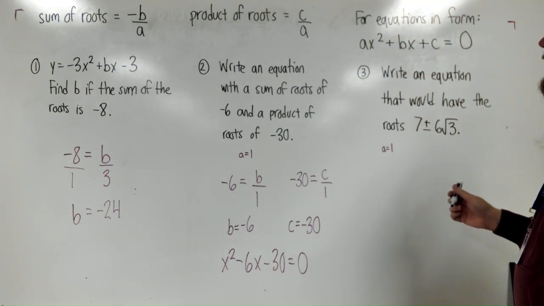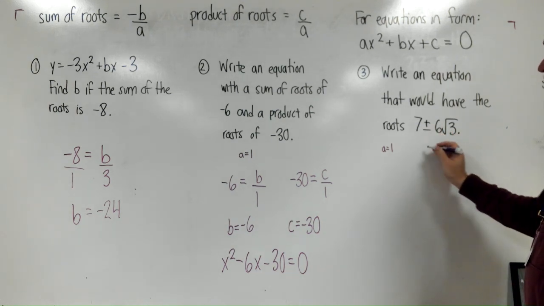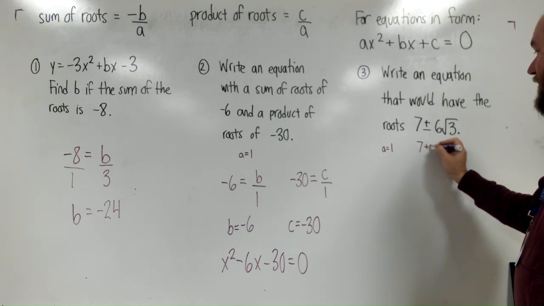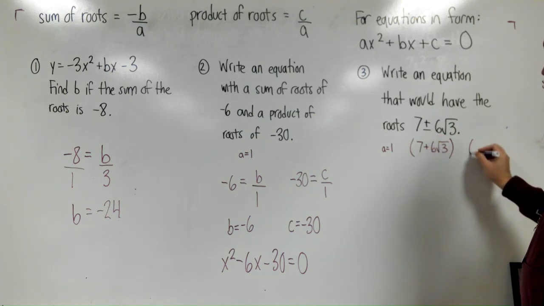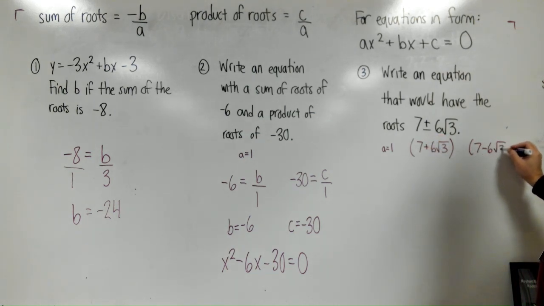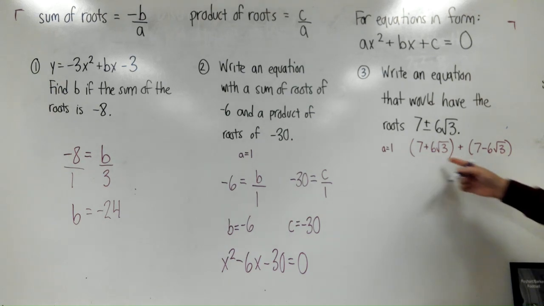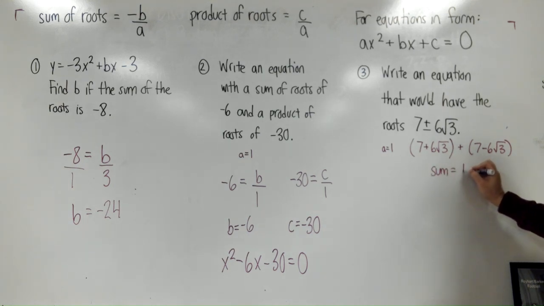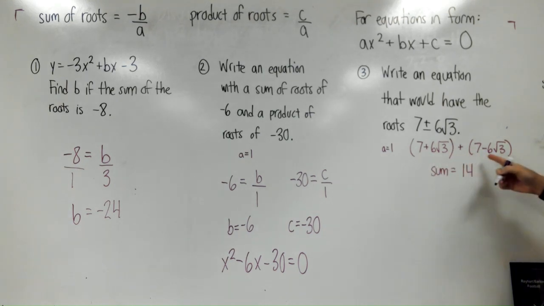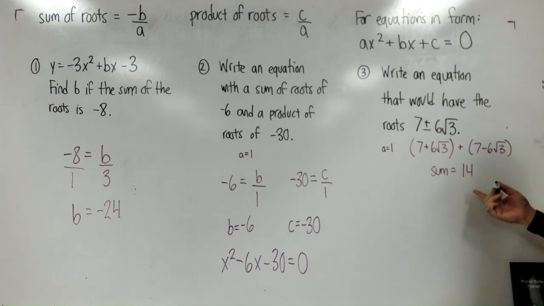Next step. Let's do the sum of the roots. What are our two roots here? Our two roots, there's two of them here. We just can't see them. The sum of our roots is, that's our first root, and this is our second root. Remember, plus or minus means plus or minus. So if we add the two roots, we will find the sum of the roots. Let's add these two. 7 plus 7 is 14. And 6 radical 3 plus negative 6 radical 3, those cancel out. So our sum of roots is just 14.